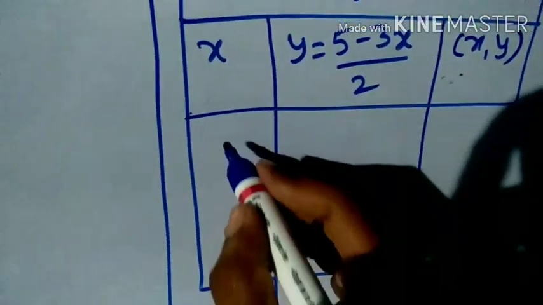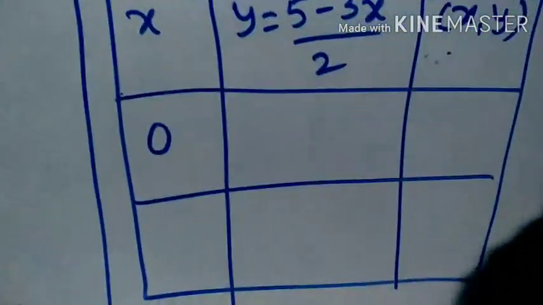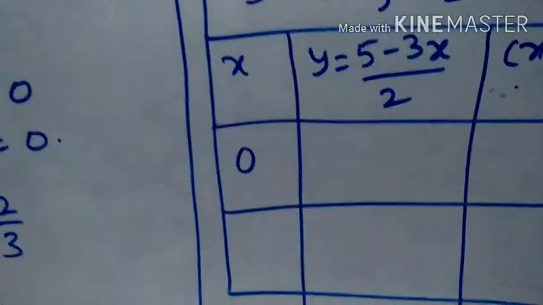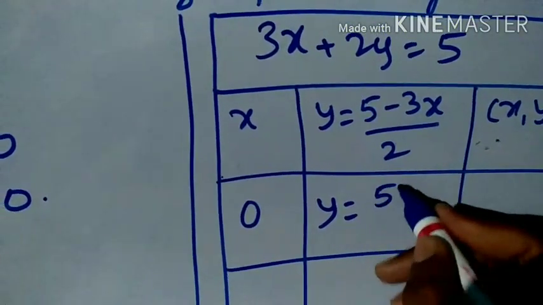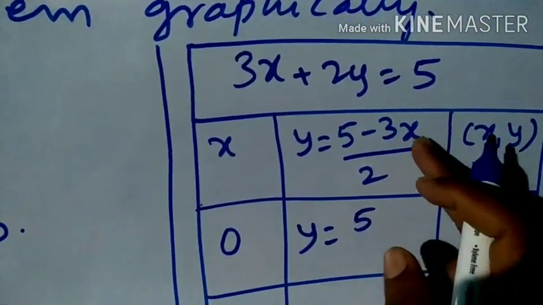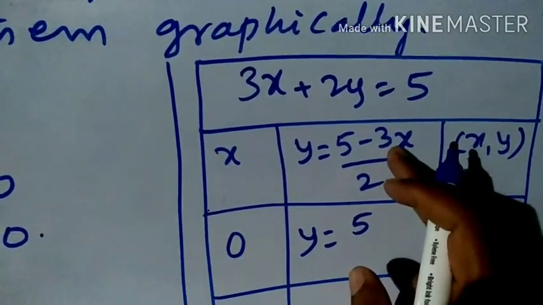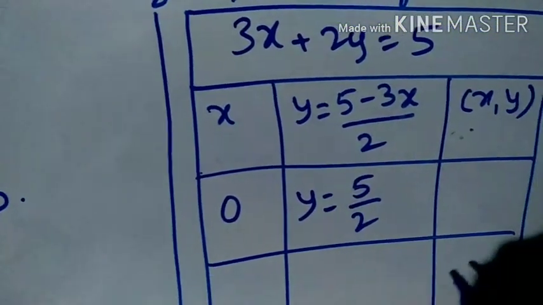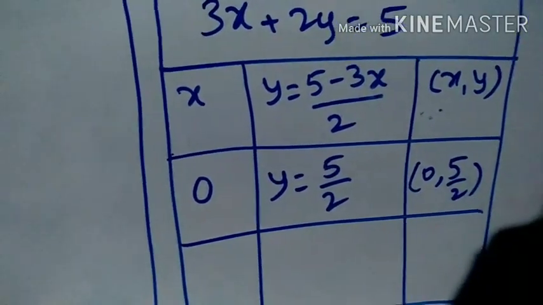So take x value as 0. Here we can take any values of our wish. For easy purpose, I am taking 0. So for 0, y is equal to 5 minus 3 into 0, which is 0. So 5 minus 0 is 5, by 2, 5 by 2. So the x comma y value is 0 comma 5 by 2.